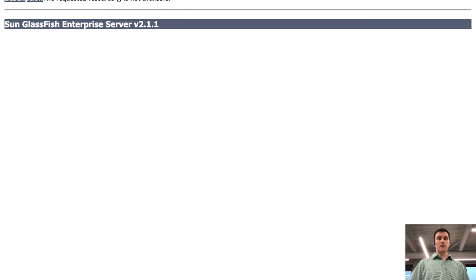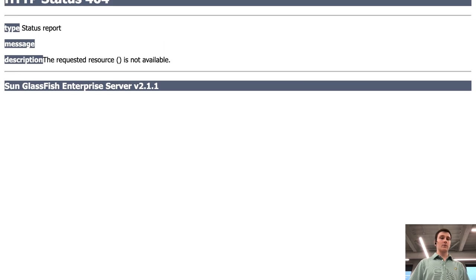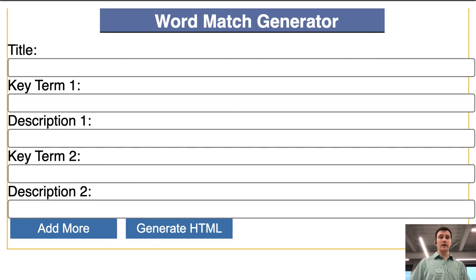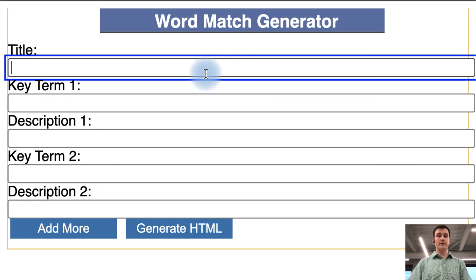Okay. In this case, the live version of the word match generator isn't accessible. That's not a problem at all. We can go ahead and use a local version. This local version is the same exact code. We will enter a quiz here, so we'll do Spanish quiz.